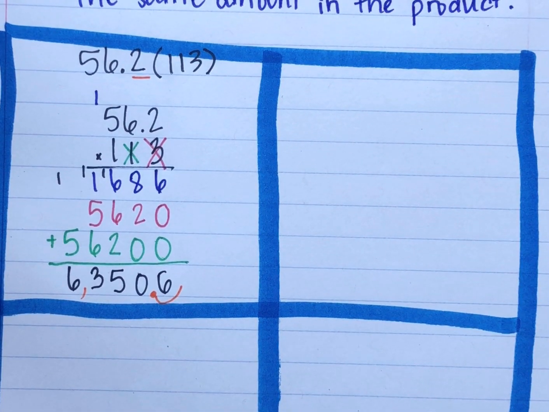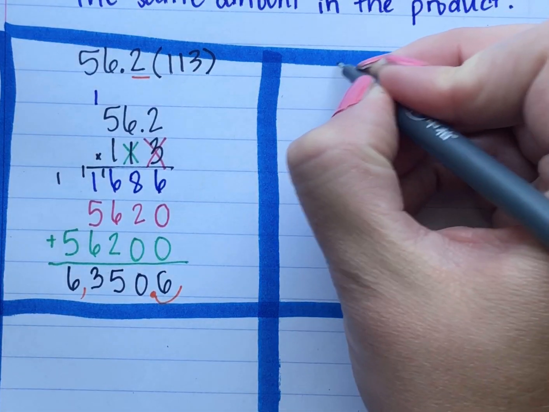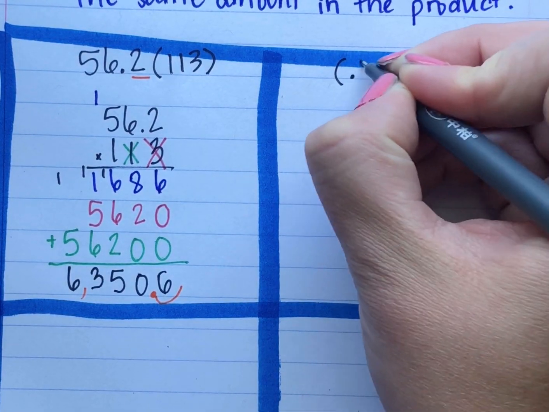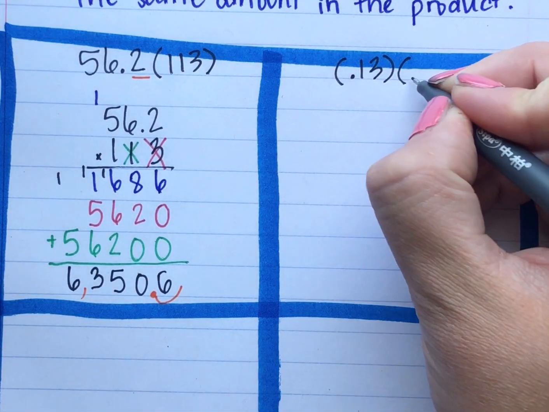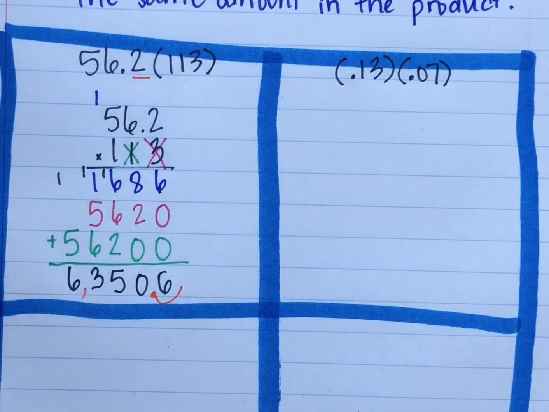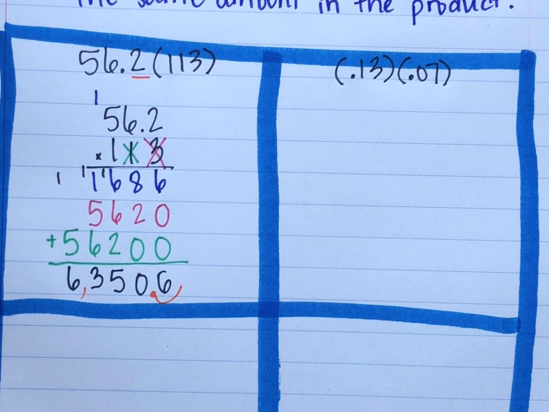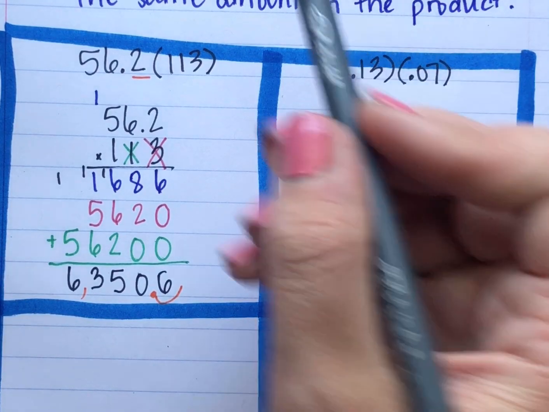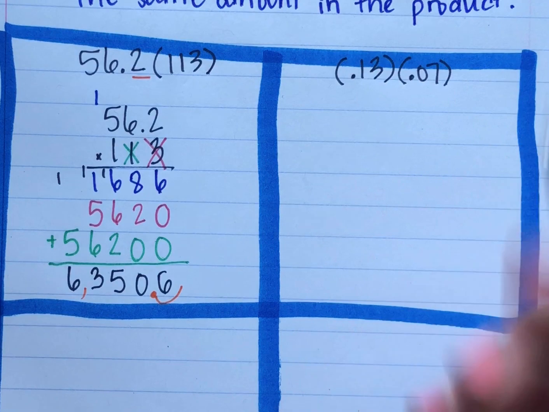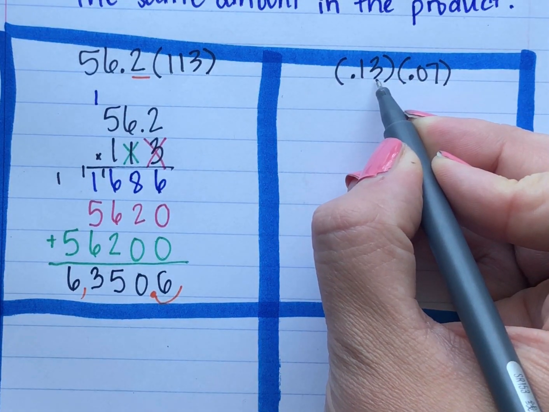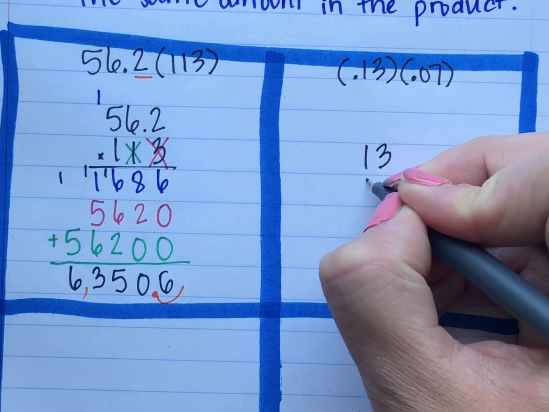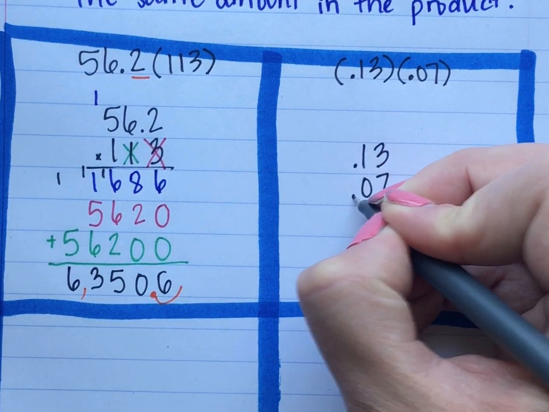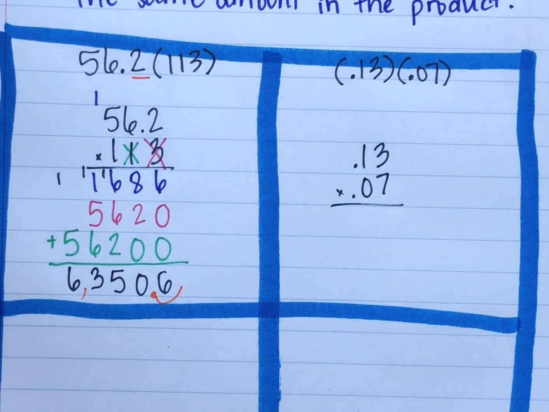All right, let's go to our next example. Our next example is going to look a little bit more simple. So we're going to do 13 hundredths times 7 hundredths. Definitely more of a simple multiplication problem. So it says to line up the last digit of each number. So this is my last digit, and this is my last digit. 13 and 7 hundredths.